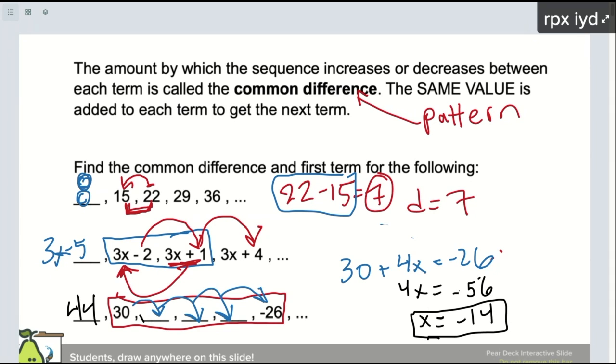So when you see those spaces, don't get nervous. Just know that, oh, it's got to be the same pattern. It's got to be the same number each time. Exactly. Thank you.